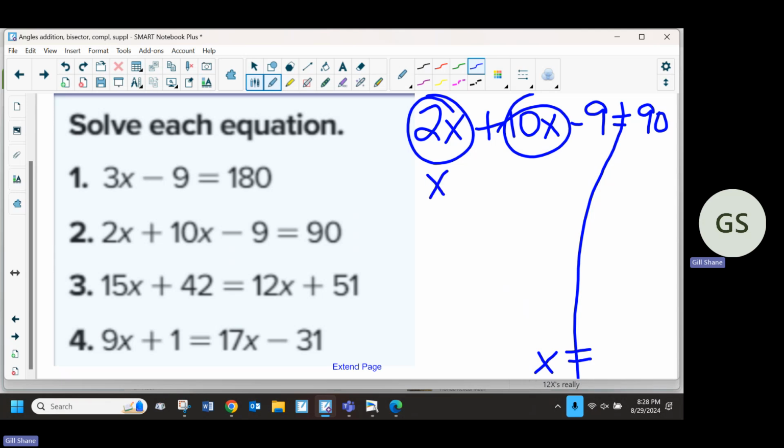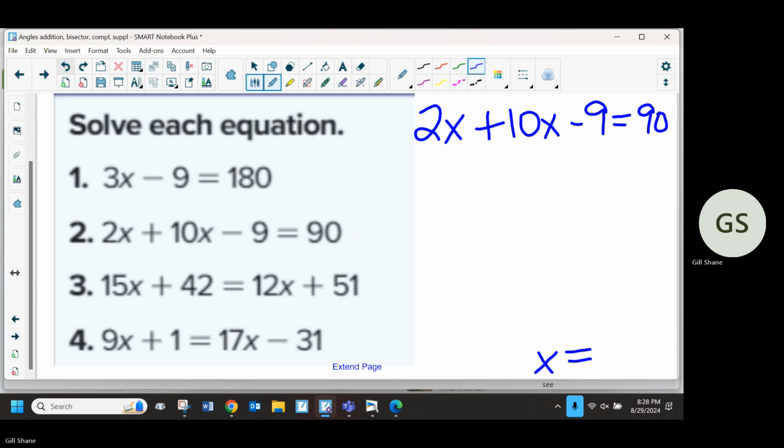Really quickly, two x's is like having two x's. 10 x's is like having 10 x's. So if I have two x's and 10 x's, it's 12 x's. Here is the most common mistake I see. Kids go, oh, I want to subtract the 10x. I got to get rid of that x. So I'm going to subtract 10x and then combine it with this by subtracting 10x.